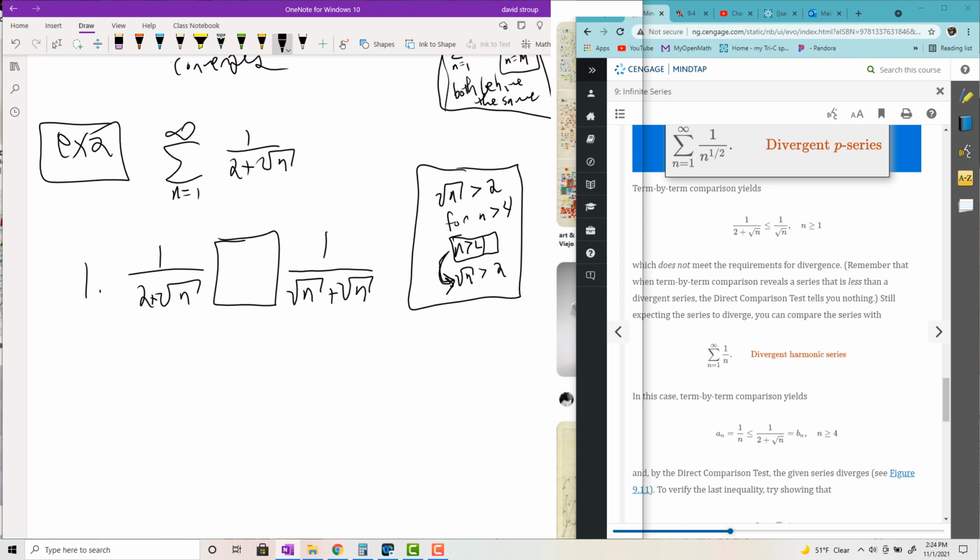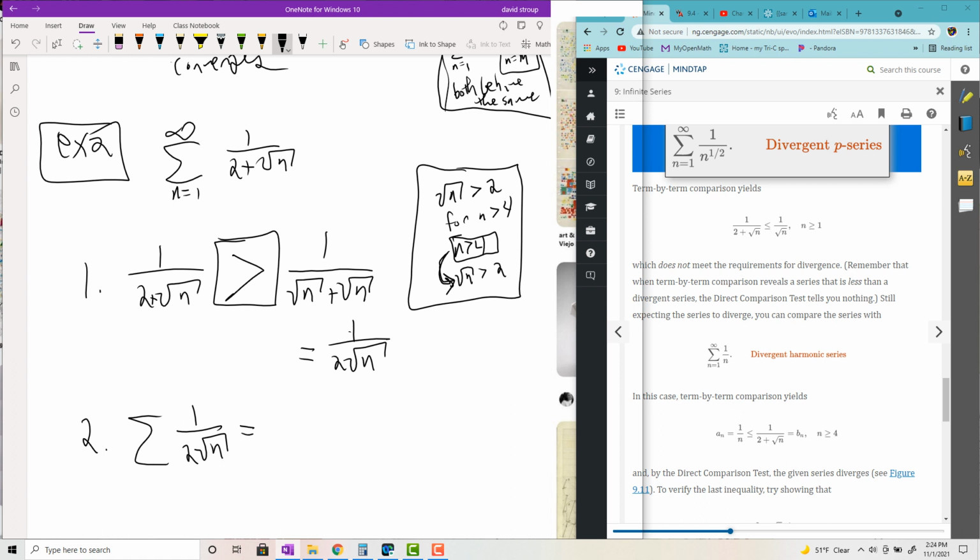So in this case, what have we done? We've increased the denominator, therefore decreased the expression. 1 all over 2 plus square root of n will be greater than this other formula for the terms of the series. That thing is 1 all over 2 times square root n. So then we talk about that particular series, the series of 1 all over 2 square root n, right? Because square root of n plus square root of n is 2 square root n's.